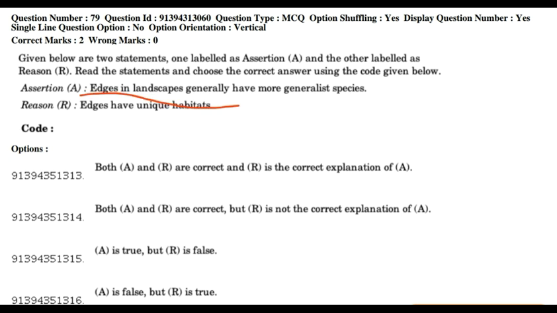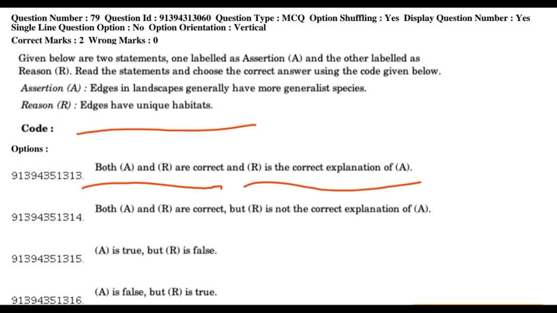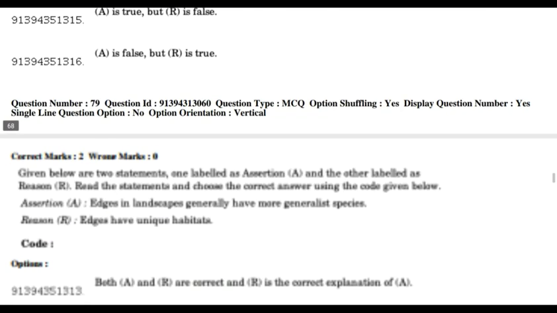Edges in landscape generally have more generalist species. Edges have unique habitat. So both A and R are correct, and R is the correct explanation of A. That is the right answer.